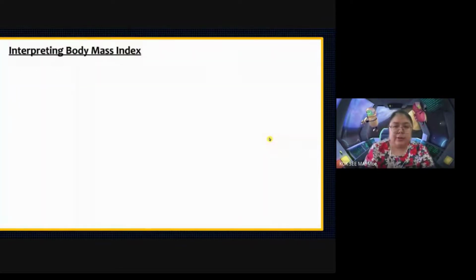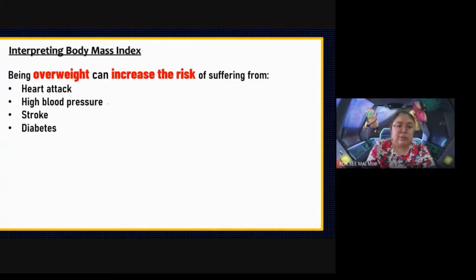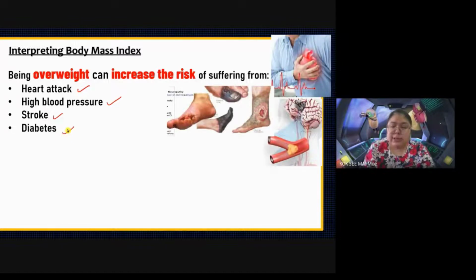So from here, interpreting the body mass index. If overweight, it can increase the risk. Now we see what risk. It can cause heart attack. If you are obese, high blood pressure, stroke, diabetes, everything also fights you. Cholesterol also fights you. So this is when the mass increases, when your weight is increasing, all these things will fight you. This one is an effect of diabetes. You can see the leg, the whole leg.